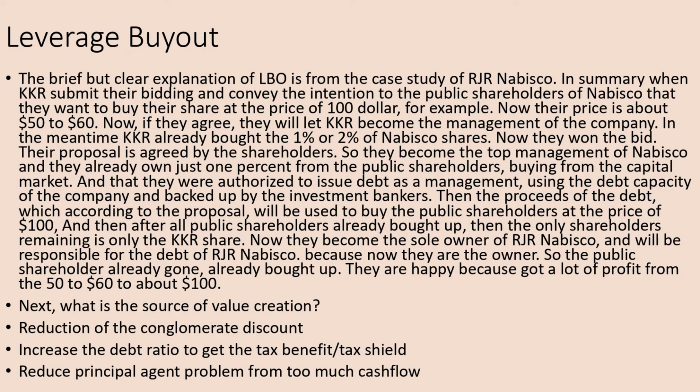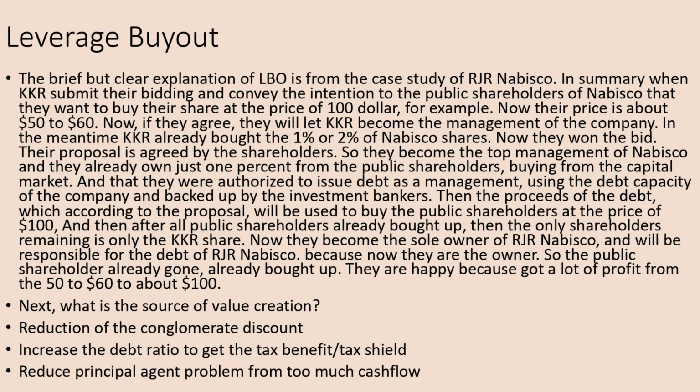Their proposal is agreed by the shareholders. So they become the top management of Nabisco and they already own just 1%, bought from the capital market. And as management, they were authorized to issue debt, using the debt capacity of the company and backed up by the investment banker. Then the proceeds of the debt, according to the proposal, will be used to buy the public shareholders at the price of 100. And after the public shareholders are bought up, the only shareholder remaining is KKR.